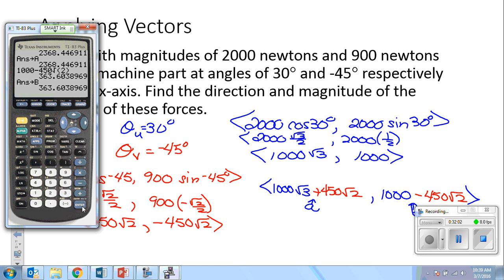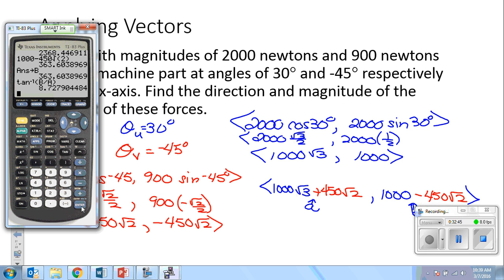How do we find the direction angle? Tangent. So we want the inverse tangent of A over B, don't we? So we say second tan, and then alpha A divided by alpha B. Sorry, it should be B over A. My fault. Second tan of alpha B over alpha A. So this is an 8.72 degree angle.